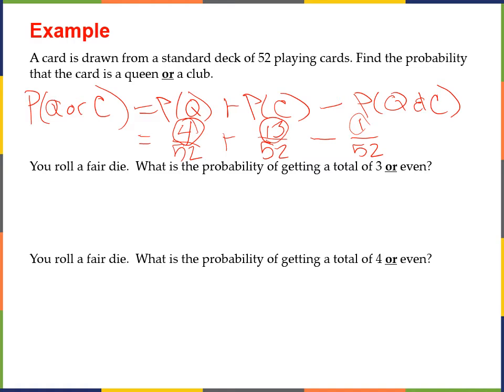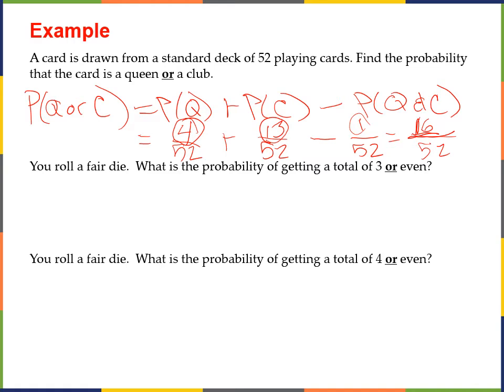Pretty simple from here, common denominator across, 4 plus 13 minus 1, and we're going to get 16 out of 52. So 16 over 52. We should simplify that, but 16 over 52 is the probability. I would turn that into a decimal. It's probably the best thing to do, and then you don't have to worry about simplifying the fraction. All right, let's look at another one.